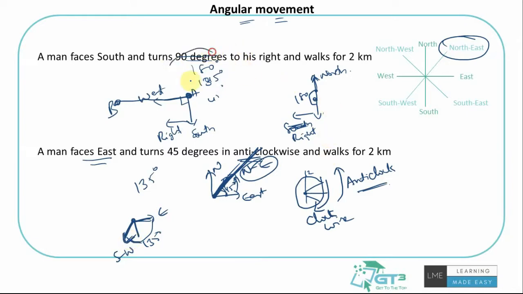Angles would be mentioned sometimes, to his right, to the left, clockwise, anti-clockwise. And sometimes the question would say a man facing north now turns to east and walks. That's completely talking in directions. So these basics are very important to understand, and then it's very easy to solve any direction sense question.